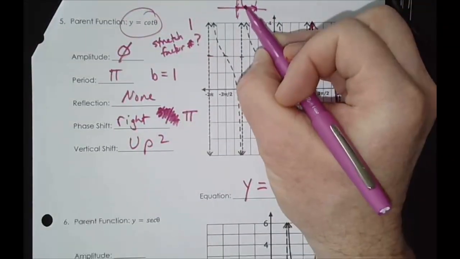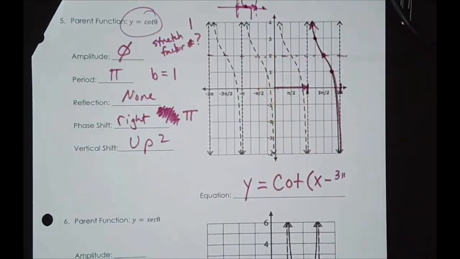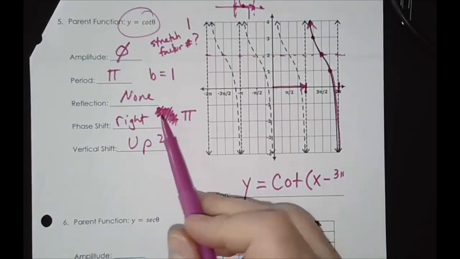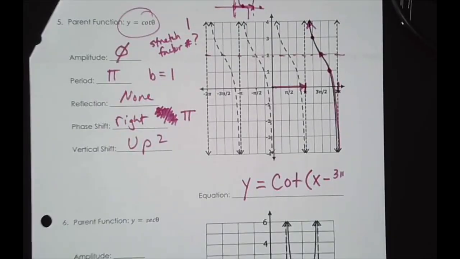This twist point is normally at pi over 2. Now it's at 3 pi over 2. It moved over by pi. Sorry, I should have caught that the first time. No wonder you said 3 pi over 2.